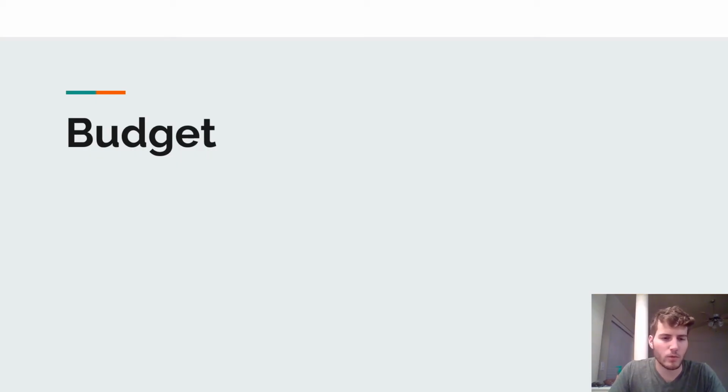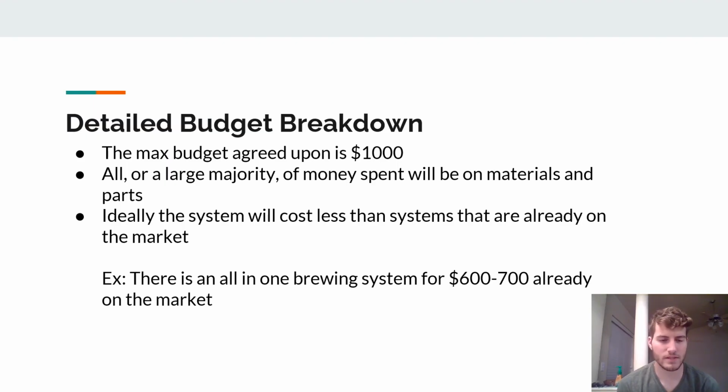So from safety, we're going to move on to our budget. So just a brief summary, our max budget is $1,000. From what we see, almost all of it, or a large majority, is going to go towards materials and parts. And then our goal is that we're going to be able to have this compete on the market with systems that are already out there.